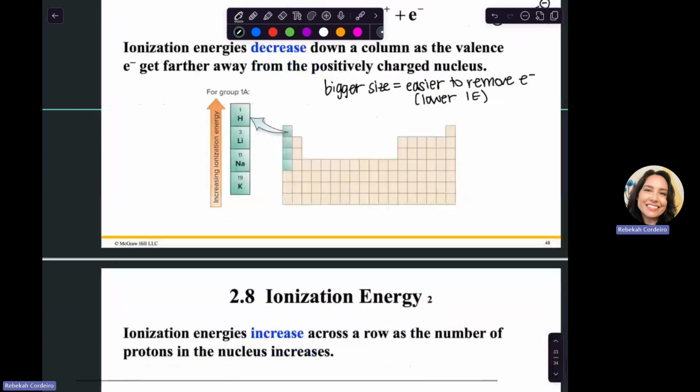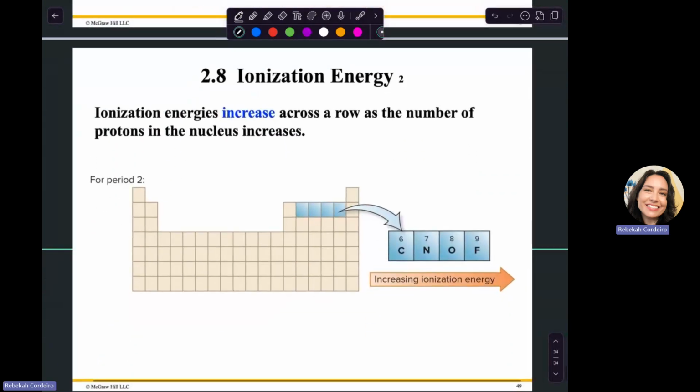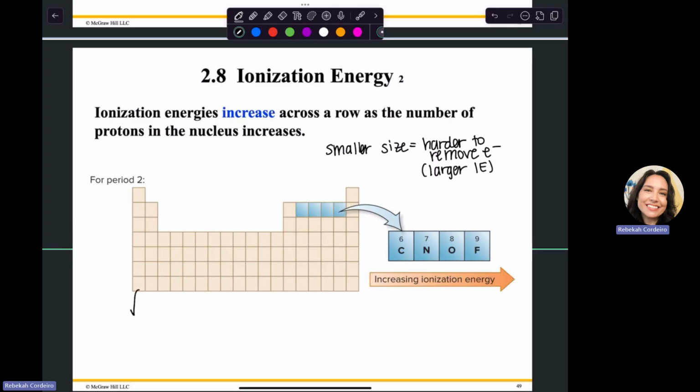And then we can apply that here. As you go across, you get smaller. So smaller size, harder to remove the electron. This would be larger ionization energy. So again, I like to pull out my francium. Francium has the lowest ionization energy.